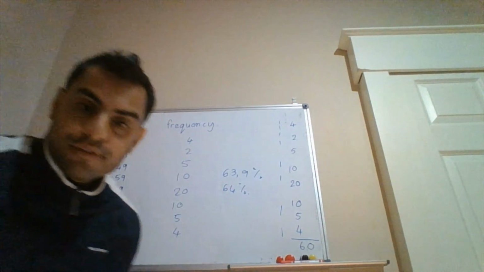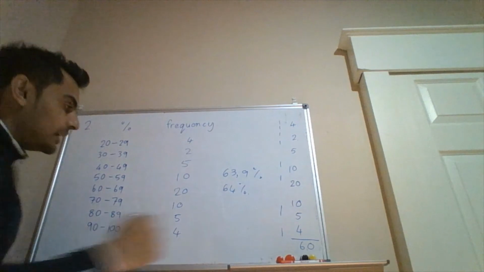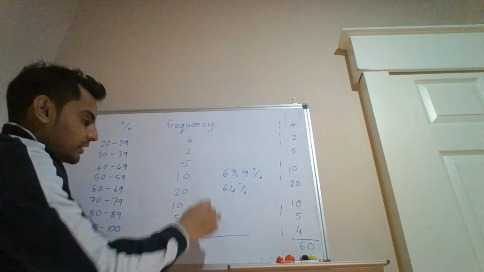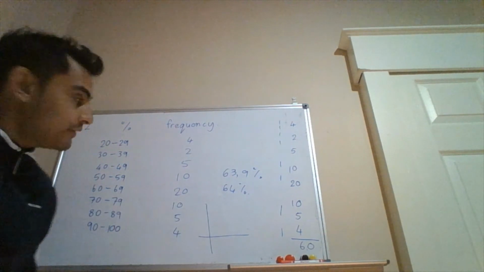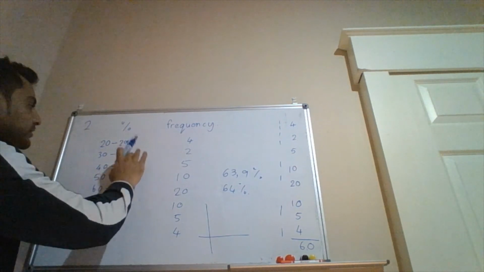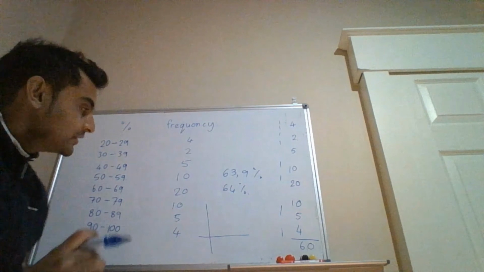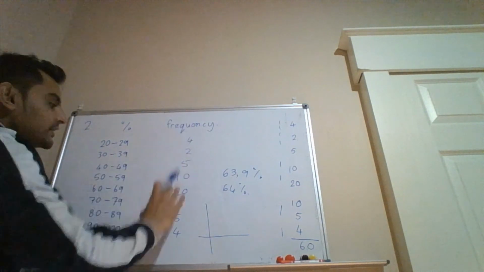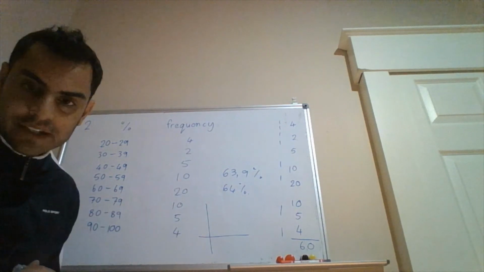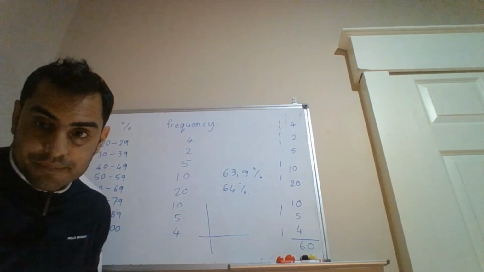So just remember, for a histogram, we have our intervals on the horizontal and we have our frequencies on the vertical. And then for the scale, for the horizontal, I'm just going to have 1, 2, 3, 4, 5, 6, 7, 8 intervals. And for the frequency, we have a minimum of 2 and a maximum of 20. So I'm probably just going to go up to 25.